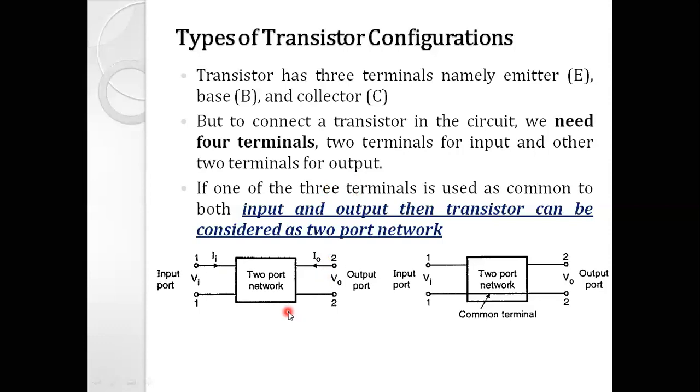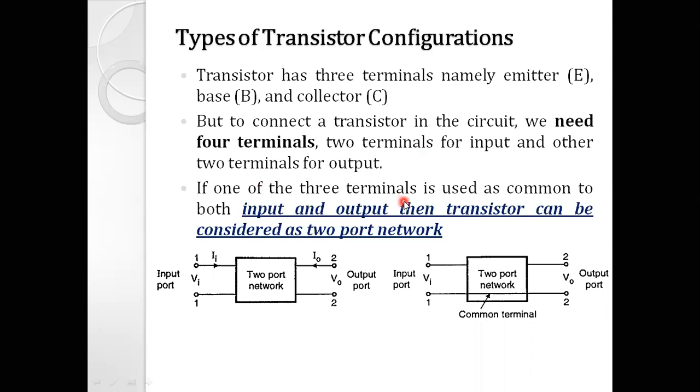So here you can see a 2-port network system where the input port has 2 terminals and the output port has 2 terminals. But in a transistor we have 3 terminals. So how can we get 4 terminals while connecting a transistor into any circuit diagram? Very simple. Out of these 3 terminals, 1 terminal can be made common between input and output.